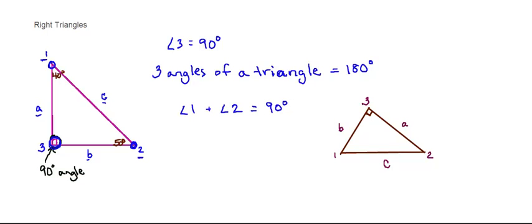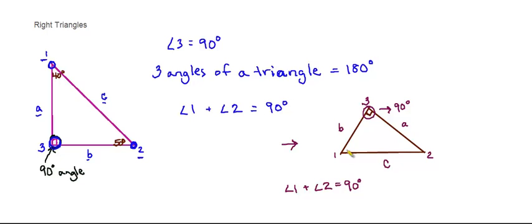Let's look at another example here we have in the bottom right. So notice that our right angle is actually here at the top, which is fine. Your right angle could be anywhere. And since this is 90 degrees, again, angles 1 and 2 will equal 90 degrees together.